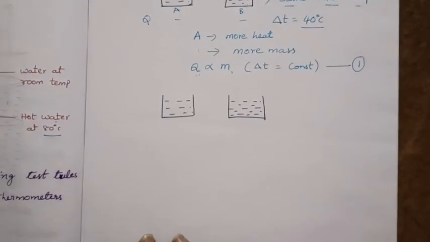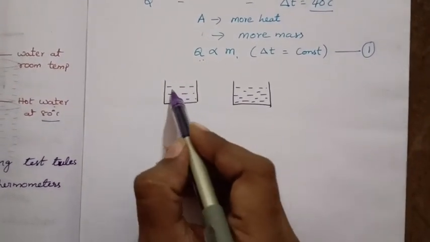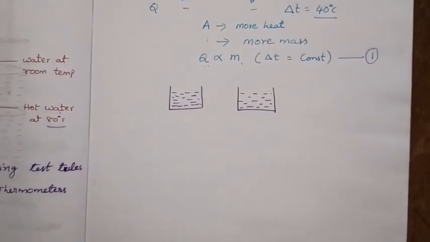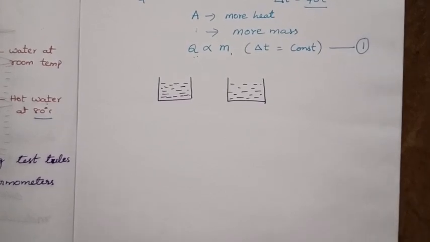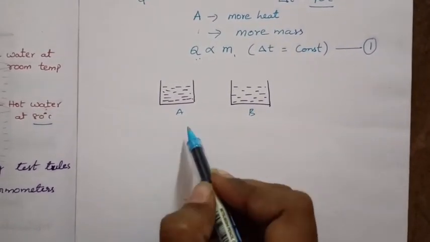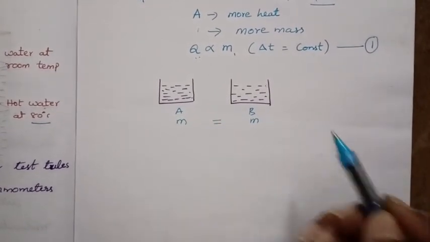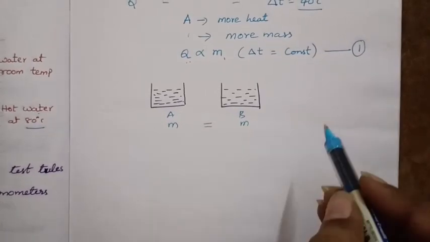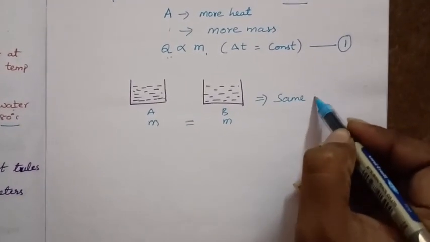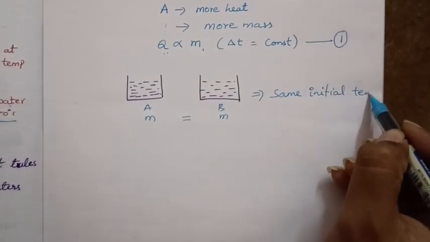Now next, we have two identical vessels, A and B. Both have the same amount of liquid, so the masses are equal. Both are at the same initial temperature, like previously.